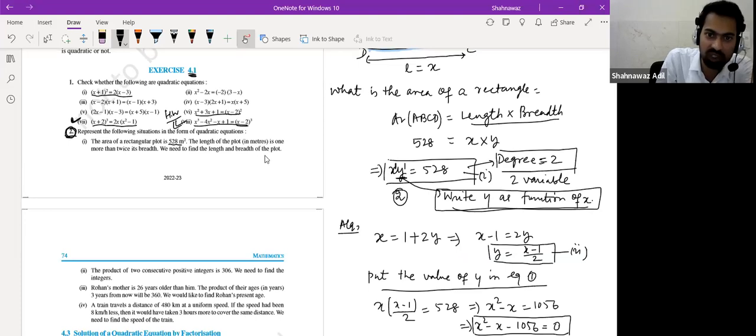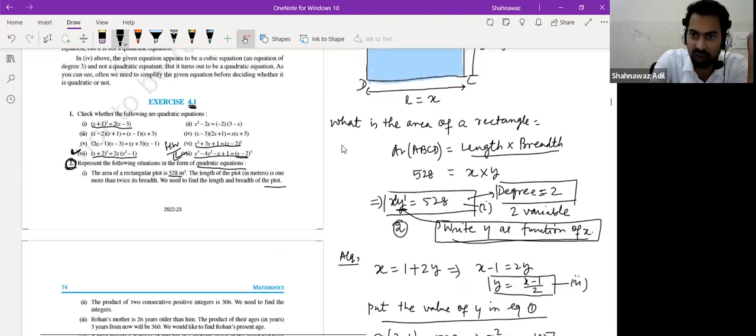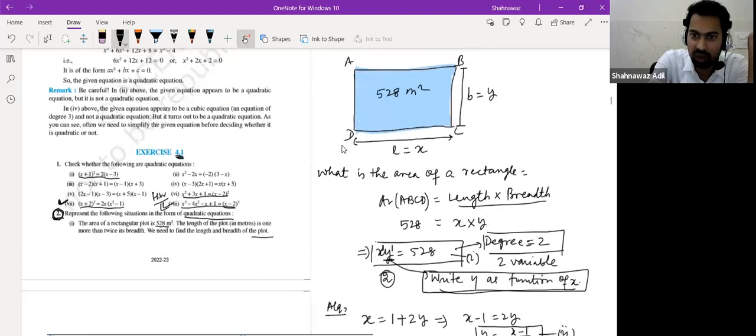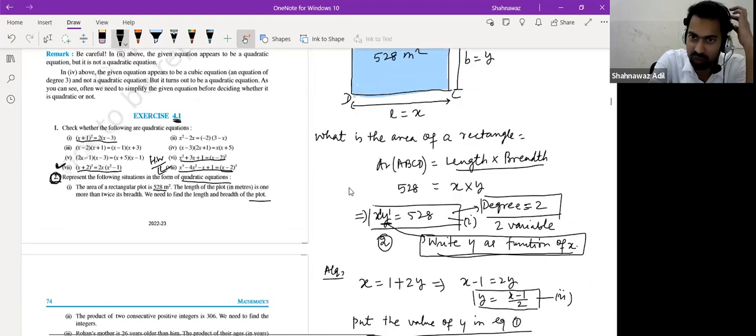About this question, we have to write the quadratic equation, represent the following situation in the form of a quadratic equation, right? So this is the answer. Please, do you have any doubt in this part? Please note it down, and then we will do the second question.